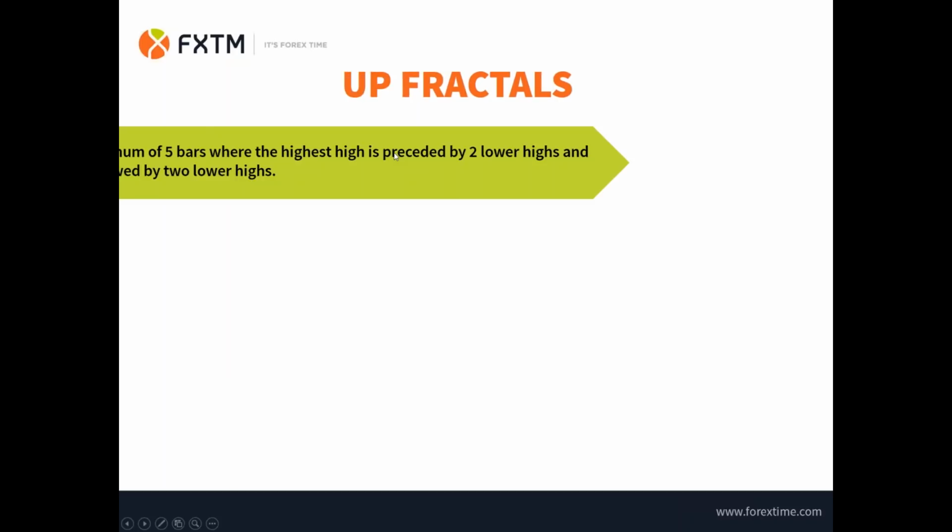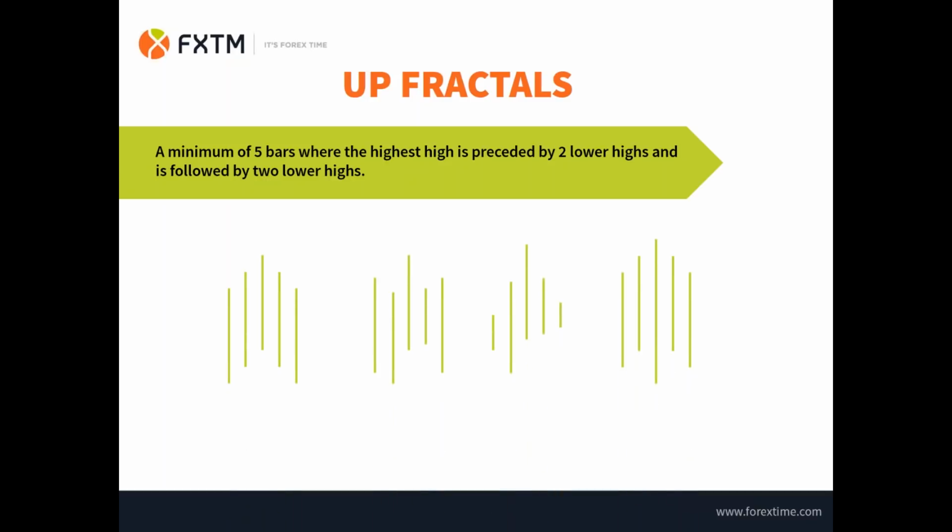All right, up fractals. They look like that. Do you see? The middle bar is higher than the other 4. Another example, the middle bar is higher than the other 4. We don't care about the relationship of the 2 to the left and 2 to the right. What we care about is that the middle is above everything else. In this case, the middle bar is higher than the other 4, and again here, the middle bar is higher than the other 4 bars.